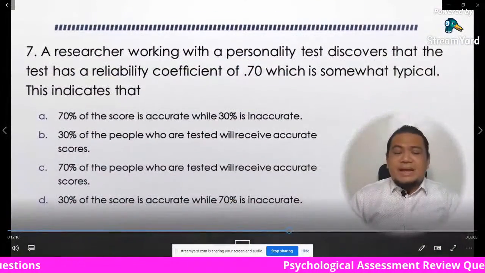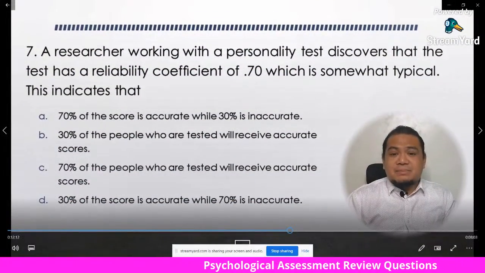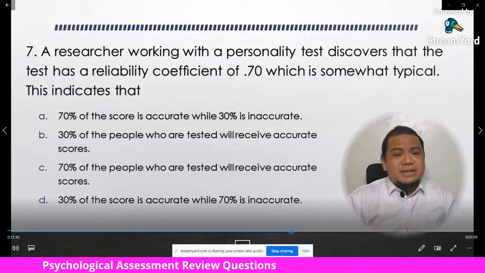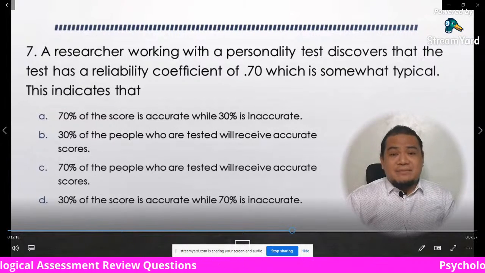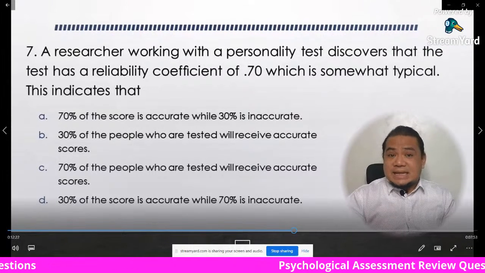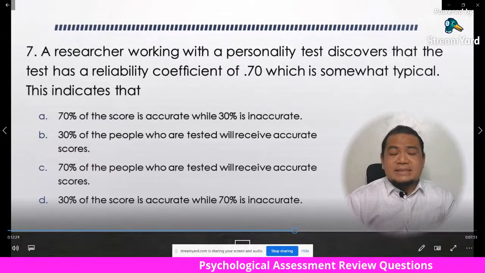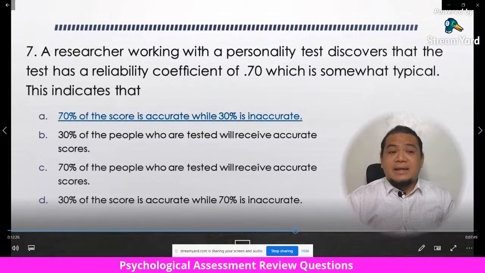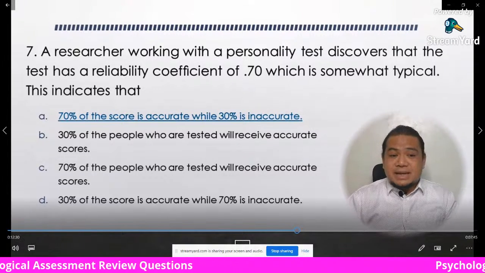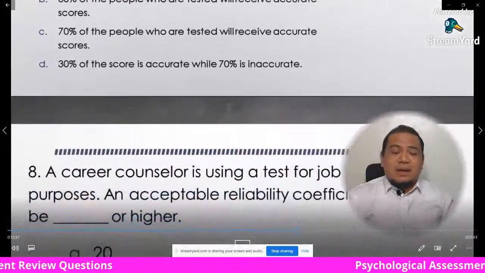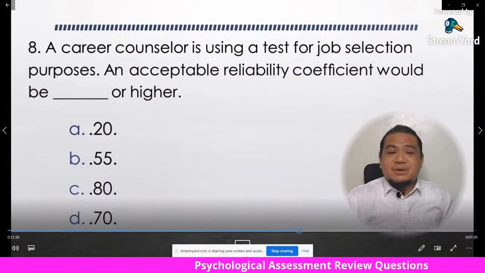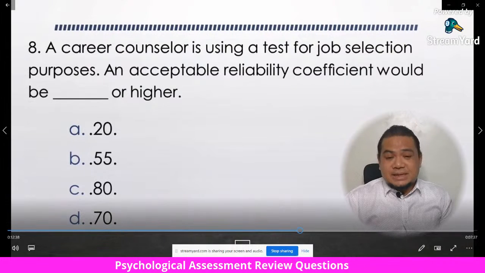Number seven, a researcher working with a personality test discovers that the test has a reliability coefficient of 0.70, which is somewhat typical. This indicates that, and the answer is letter A, 70% of the score is accurate, while 30% is inaccurate. Number eight, a career counselor is using a test for job selection purposes.